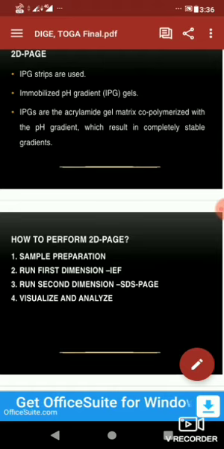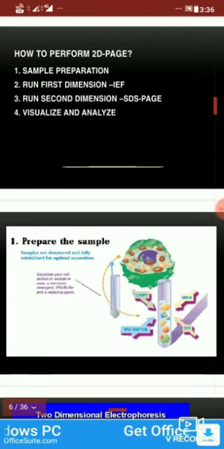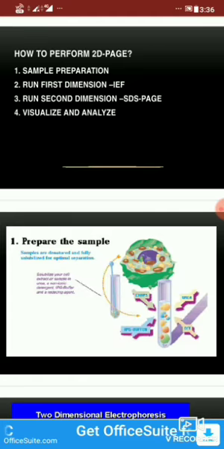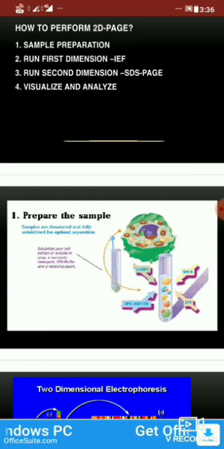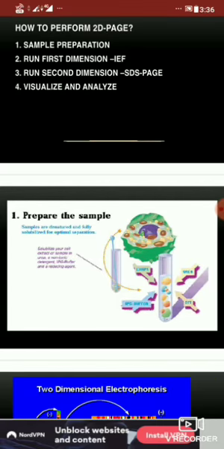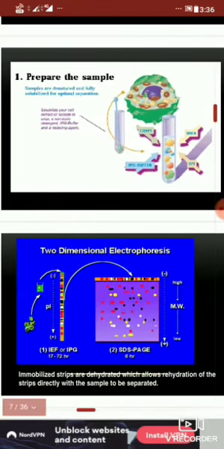And these IPGs are basically an acrylamide gel matrix copolymerized with the pH gradient, which results in completely stable gradients. Let us see how 2D PAGE is performed. There are 4 steps. First one is sample preparation. Second one is to run the first dimension, which is called IEF, isoelectric focusing. The next step is to run the second dimension, which is the normal SDS PAGE gel. And last is visualization and analyzing the samples. So let us see one by one.